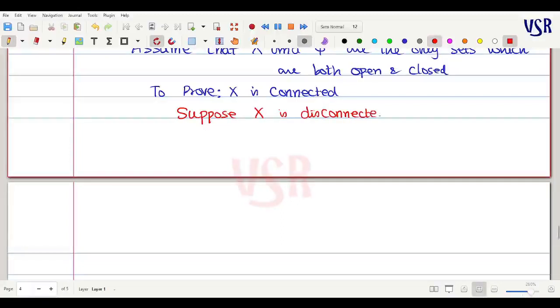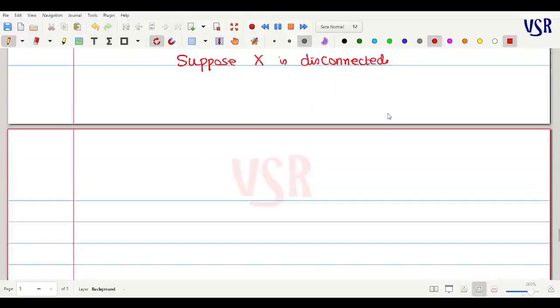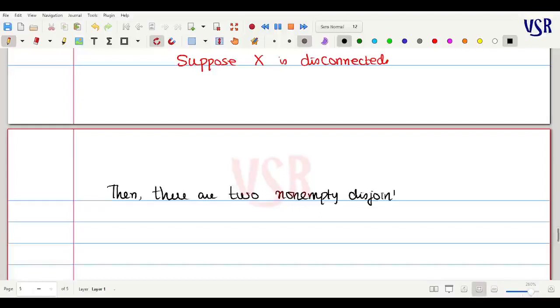Suppose this is disconnected. Then we are going to give a contradiction. If this is disconnected, then there are two non-empty disjoint open sets A, B such that X can be expressed as A union B.